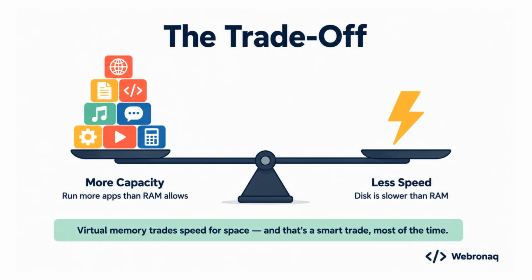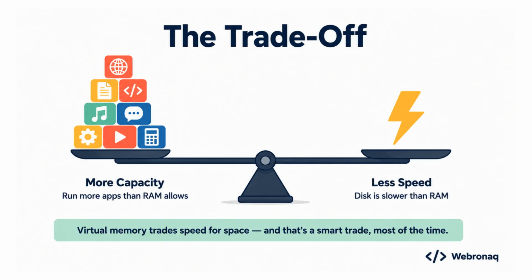So here's the deal. Virtual memory gives you more capacity. You can run more programs than your RAM physically allows, but you pay for it in speed, because the disk is slower than RAM. Most of the time, this is a brilliant trade. You'd much rather have your computer keep running and slow down a little than have it crash every time you open one extra tab. And modern operating systems are smart about it. They only swap when they have to, and they try to keep the pages you're actually using in real RAM.